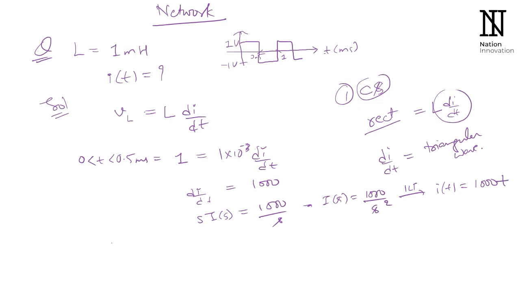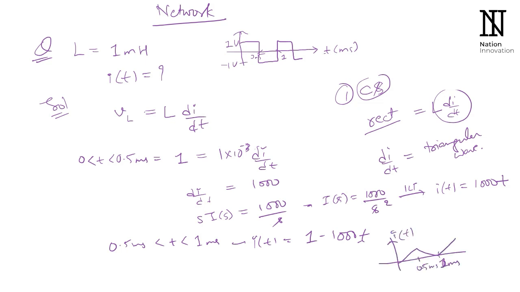Similarly, if we talk about the time period from 0.5 millisecond to 1 millisecond, then it will be given by 1 minus 1000 t. And from this, we can get it as a triangular wave of period 1 millisecond. So it will be a triangular wave of peak, the peak will also matter. The peak will be here 0.5 ampere.